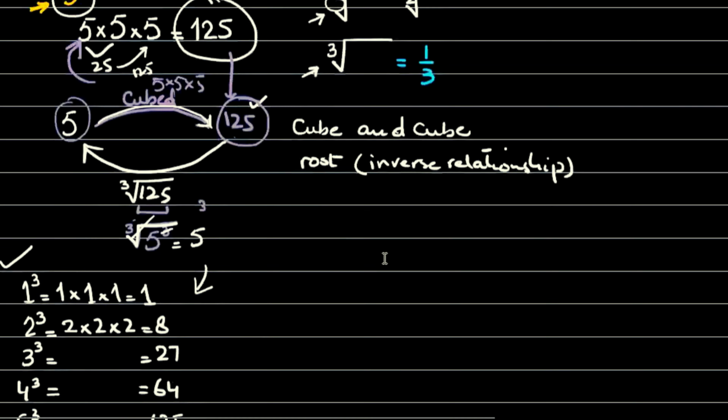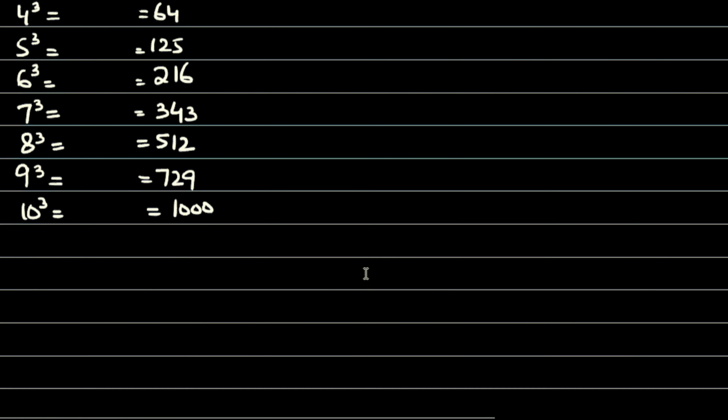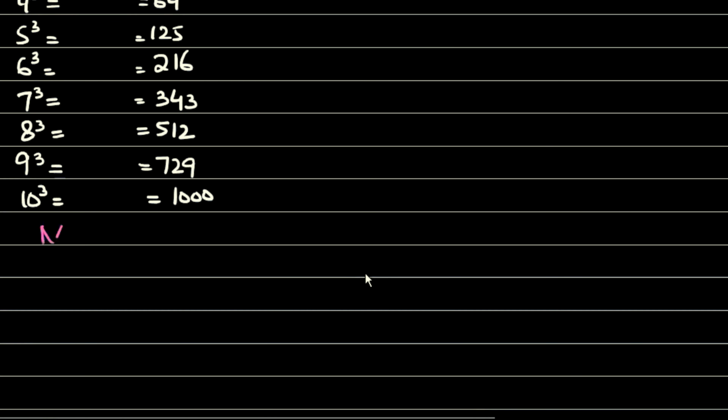Now we need to understand the methods of finding cube roots. So let's take a start. There are basically two methods. Method one, which is always our priority, is prime factorization.